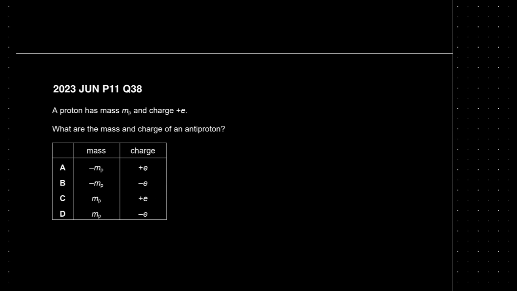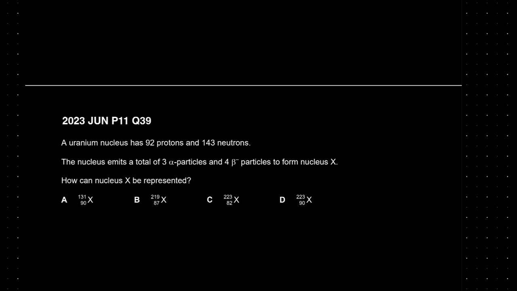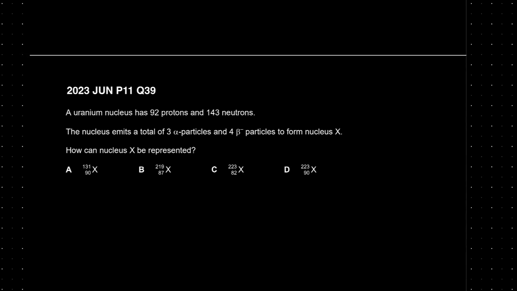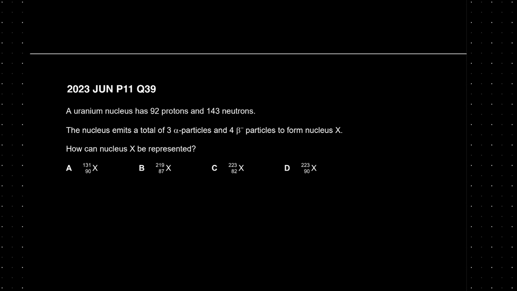38. A proton has mass this much, charge this much. What is the charge and mass of an antiproton? So same mass, but opposite charge, so D. A uranium nucleus has 92 protons, 143 neutrons. The nucleus emits a total of 3 alpha particles and 4 beta negative to form nucleus X. How can X be represented?